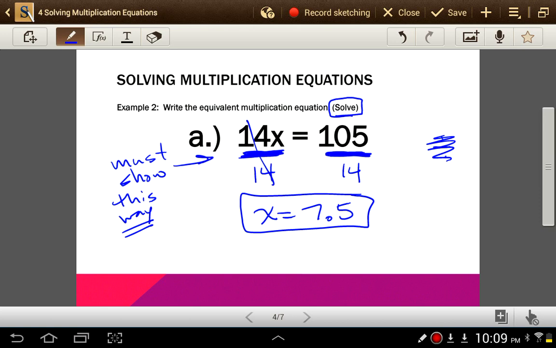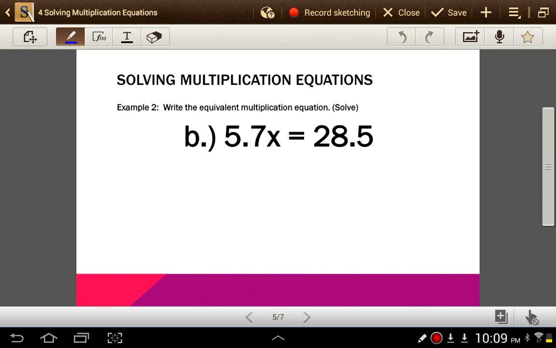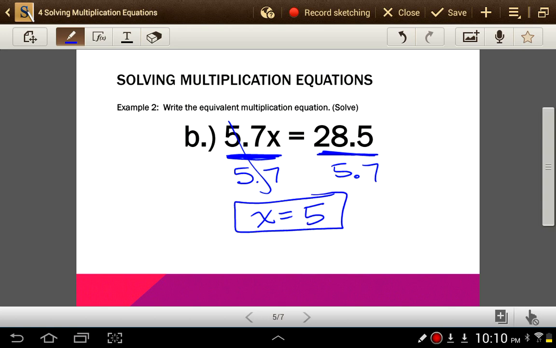Okay, I'm going to move on to example B. If you need to pause, go ahead. In example B, again, we have a multiplication problem. 5.7x equals 28.5. So to undo our multiplication problem, we're going to divide. Again, I'm going to show it with a fraction bar. Must show it with a fraction bar. Divide both sides by 5.7. When I divide them, that equals 1, so that gives me x equals 28.5 divided by 5.7, and my answer is 5.